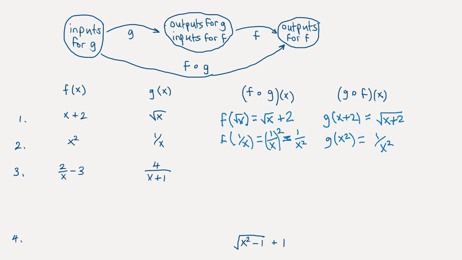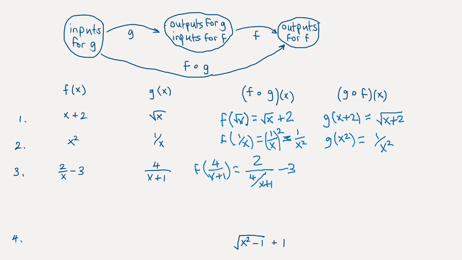Let's do a slightly more complicated example. Let's do f of x equals 2 over x minus 3 and g of x equals 4 over x plus 1. So first of all, let's apply f to the output of the g function. The output of the g function is 4 over x plus 1. And the f function does 2 divided by 4 over x plus 1 minus 3.